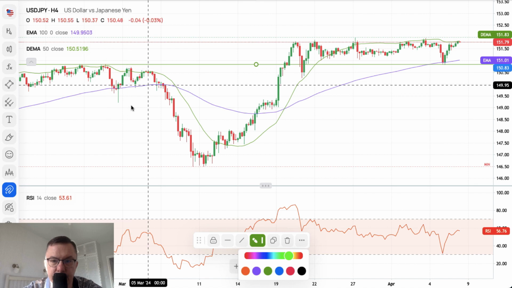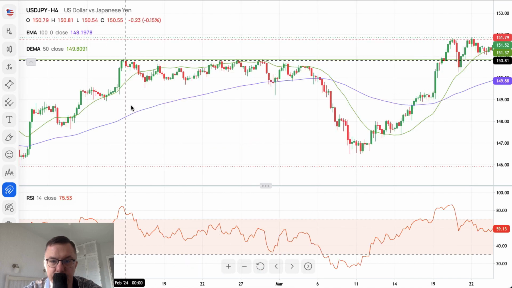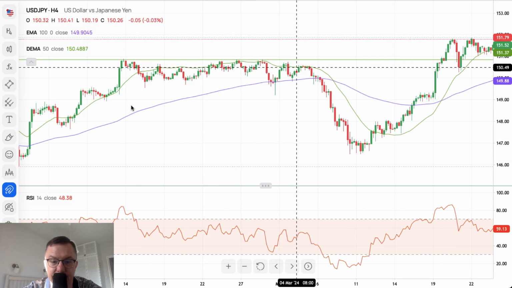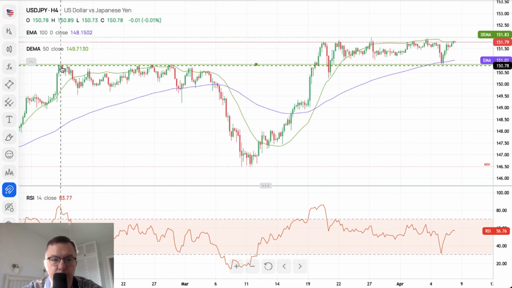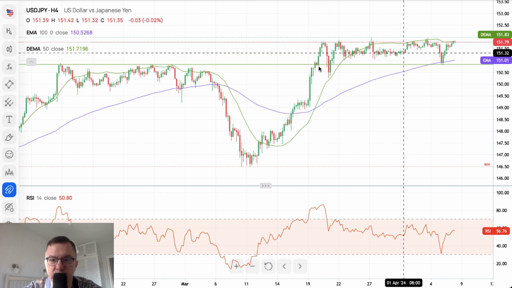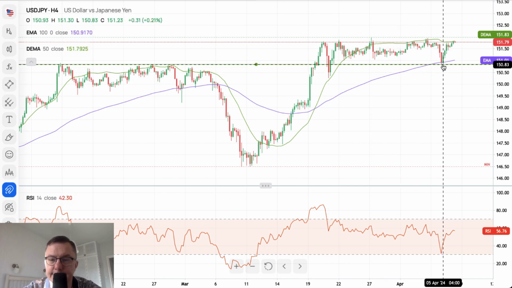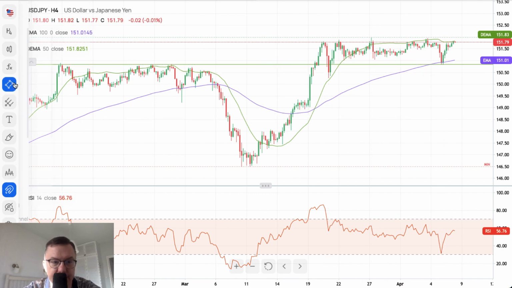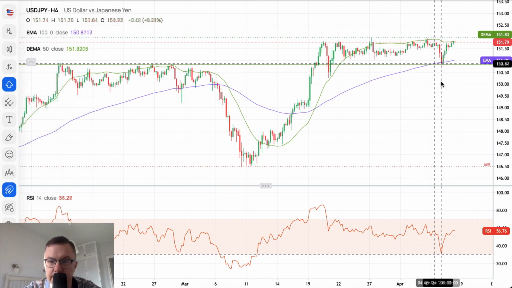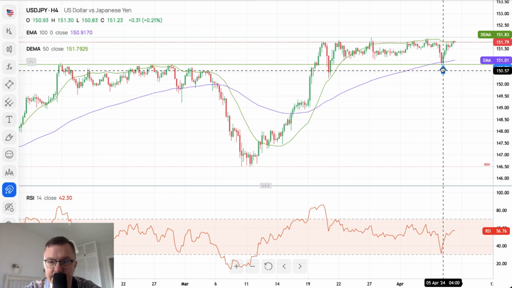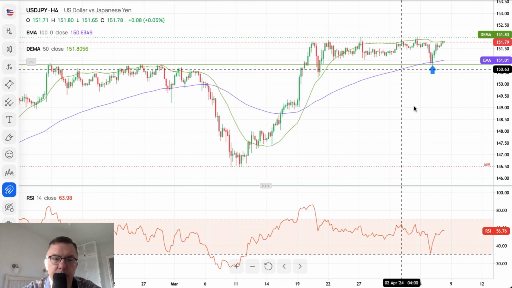Very, very nice technical support, because as you can see, it's been used before many times. Let me just zoom out. There you go. So you can see it in one single view on the screen, and that's a nice technical support. So I will even place my arrow here to mark the importance of this level. Basically, this is a very important level. This is a game changer for the short term, right?